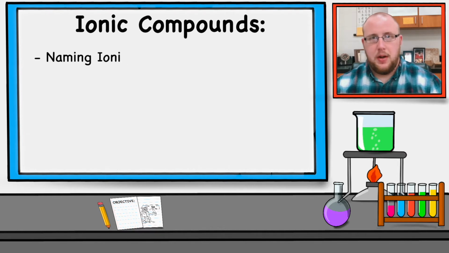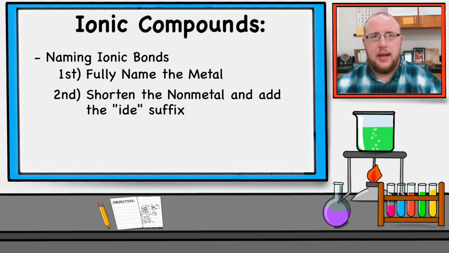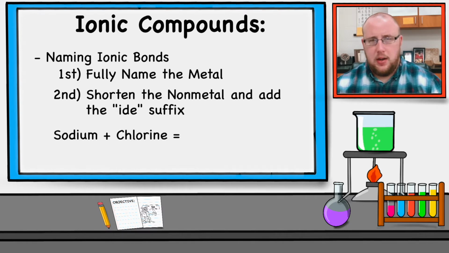When naming ionic bonds, we always name the metal's full name first. Then we shorten the nonmetal and add the "ide" suffix, or "ide" ending, to it. So if I have sodium and chlorine, a metal and a nonmetal, and I want to make a compound together, when they come together, they form NaCl. If I'm naming it, that would be naming my metal first, sodium, and shortening my nonmetal, chlorine, to chloride. So it'd be sodium chloride.